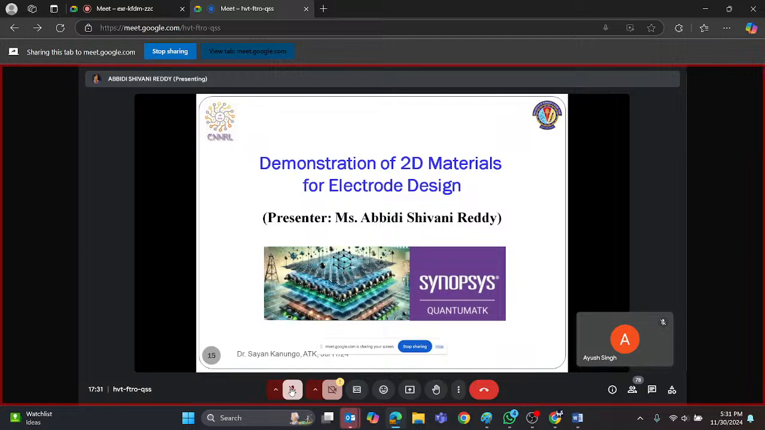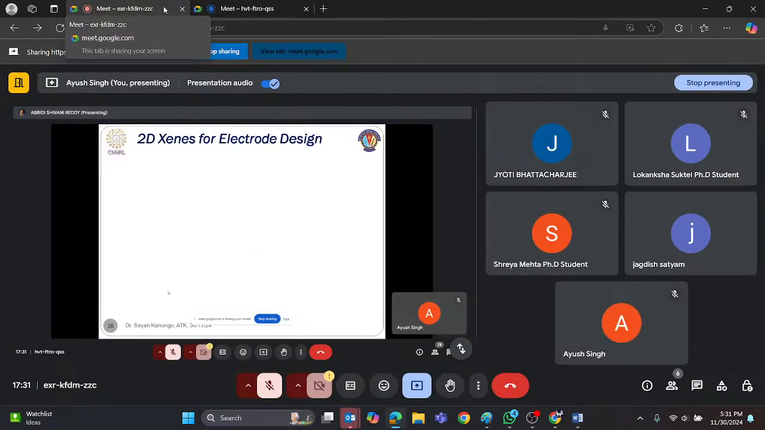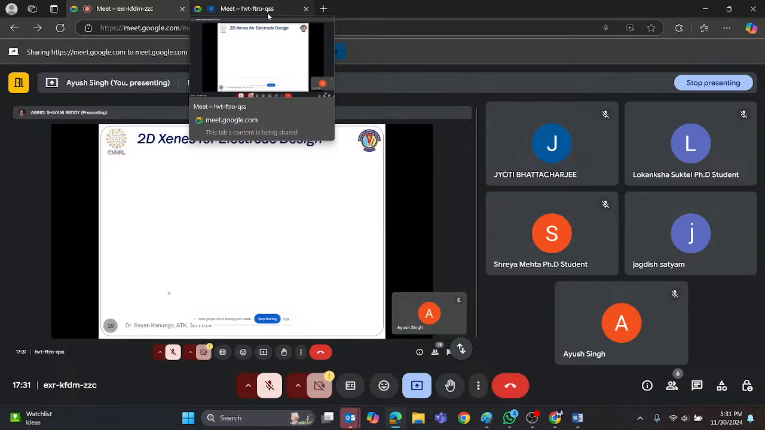Until now, we have seen the evolution of supercapacitors, what a supercapacitor is, its introduction, and the major challenges in supercapacitors. Now we are going to see the demonstration of 2D materials for electrode design of an ideal supercapacitor using Quantum ESPRESSO software. Here, we are going to see 2D Xenes as representatives of 2D materials for electrode design of an ideal supercapacitor.